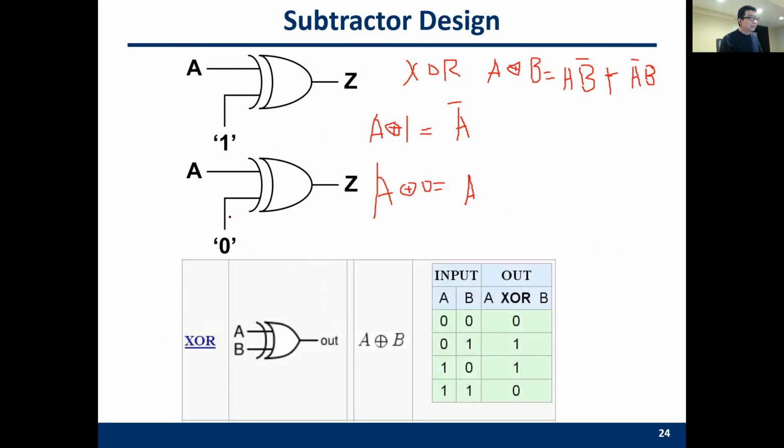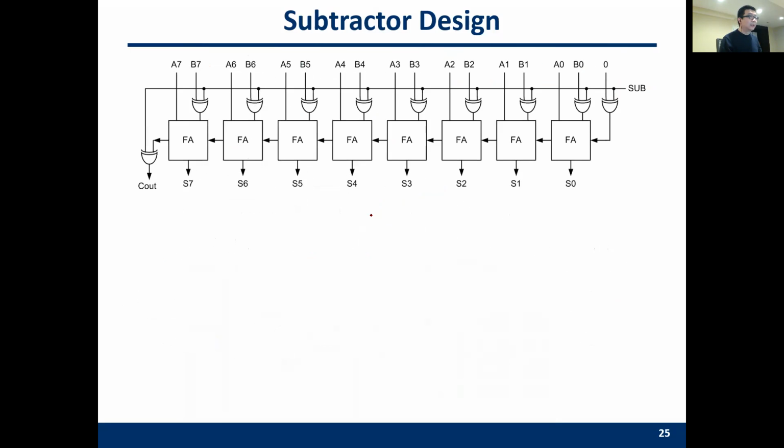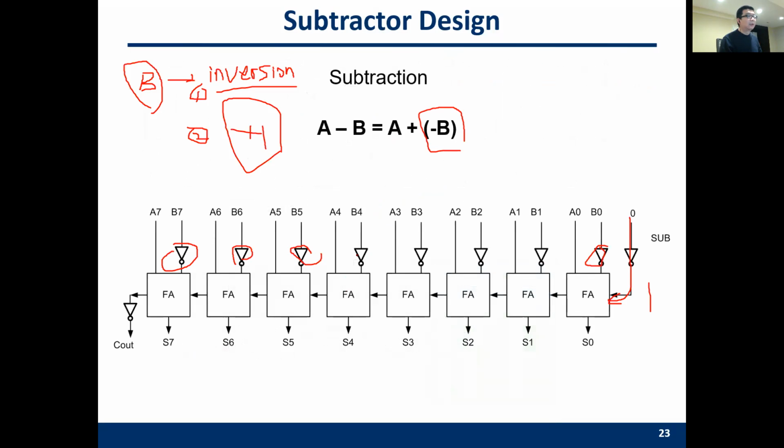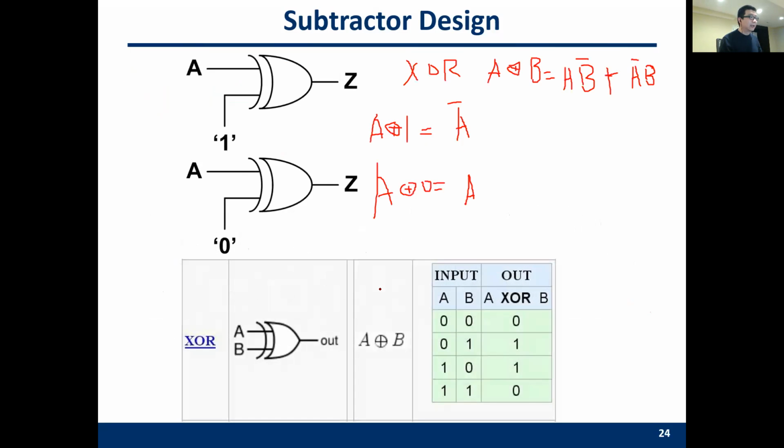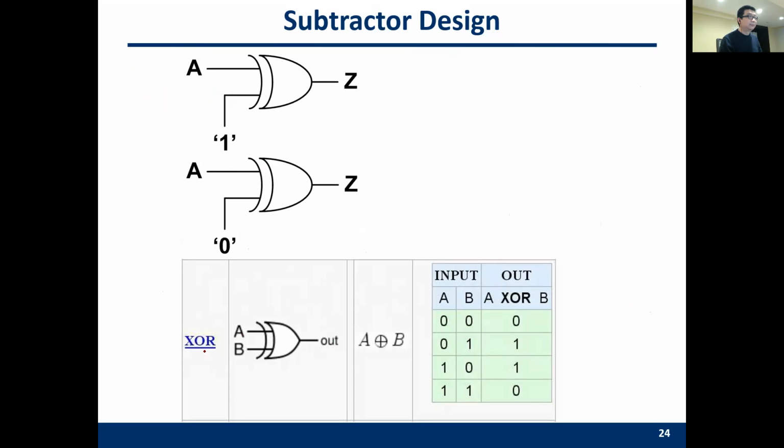And the other input is actually a control bit. If I set the other input as 1, then this gate will be a NOT gate. If I set the other input as 0, then it's a normal wire, a so-called transparent gate. It doesn't have any impact on the value on this side. So in this way, I can use this XOR gate.